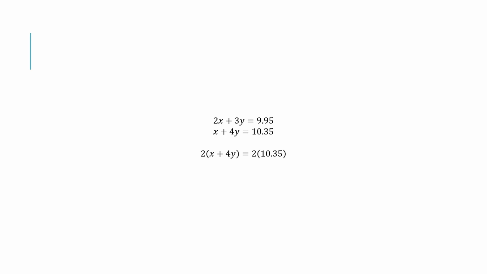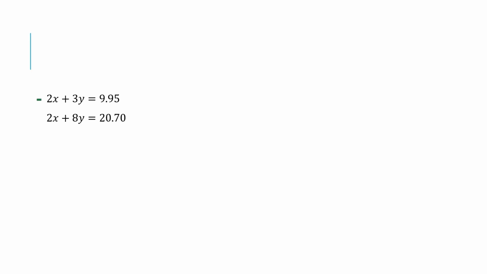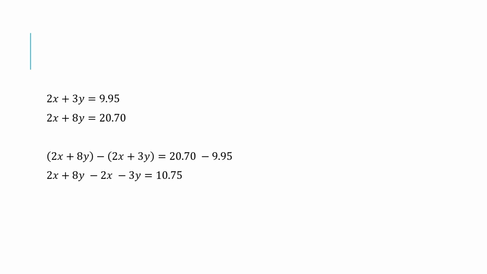Multiply equation 2 by 2. 2x plus 4y equals 2 times 10.35. Expand. 2x plus 8y equals 20.70. Step 2. Subtract the first equation from this new equation to eliminate x. 2x plus 8y minus 2x plus 3y equals 20.70 minus 9.95. 2x plus 8y minus 2x minus 3y equals 10.75. 5y equals 10.75. Y equals 2.15.